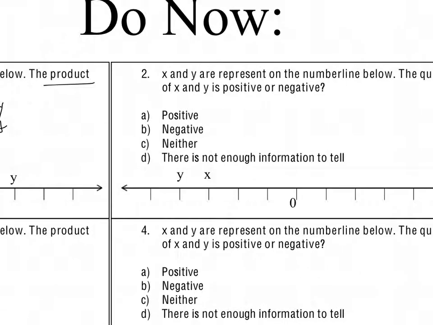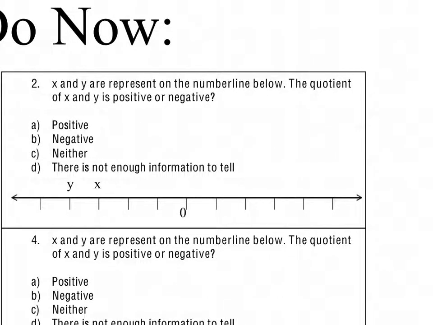Looking at the second one, we have the quotient of x and y, so x divided by y. Here we see they're both negative, so we have a negative divided by a negative. Quick review, that should be a positive.